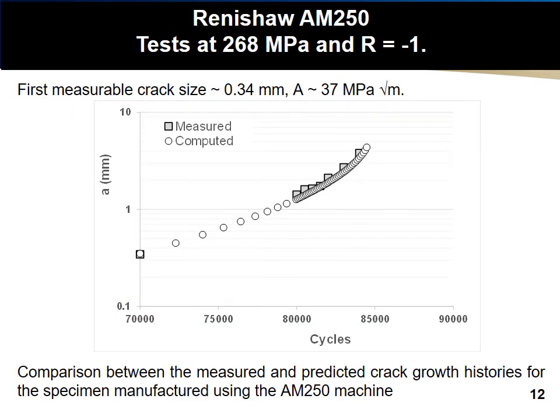The measured and computed crack growth histories using this formulation for the Shaw specimens, which were tested at 268 megapascals with an R ratio of -1, are shown in this slide. As you can see, there is very good agreement. The first measurable size in this plot is approximately 0.34 of a millimeter, and the fracture toughness for this specimen was around 37 MPa root meter.